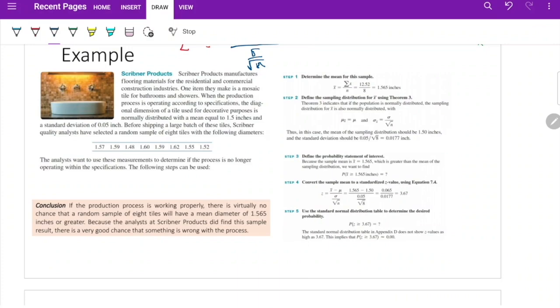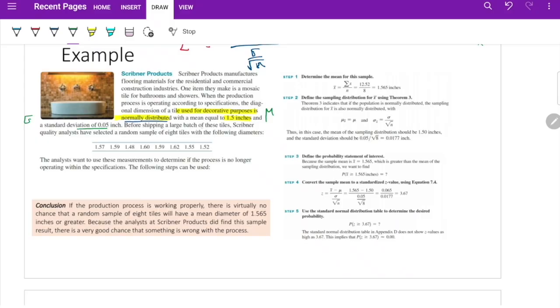This is a quick example. This company makes flooring materials for the residential and commercial construction industry. One item they make is a mosaic tile for bathrooms and showers. When the production process is operating according to specifications, the diagonal dimension of a tile used for decorative purposes is normally distributed. So the population is normally distributed. The mean, mu, is 1.5, and the standard deviation, sigma, is 0.05.